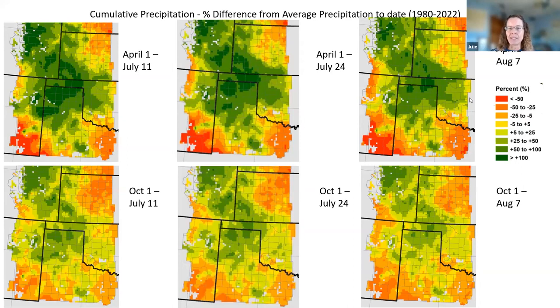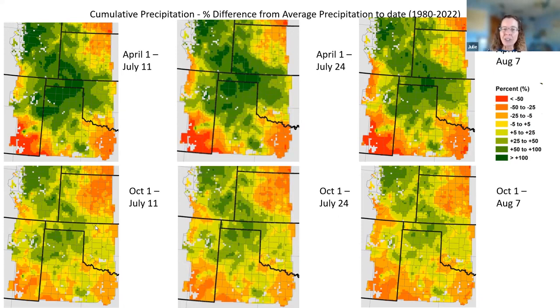So the top maps here represent the total precipitation received since April 1st as a percent of the 1980 to 2022 average. April 1st to July 11th, April 1st to July 24th, April 1st to August 7th. The bottom maps represent total precipitation received since October 1st as a percent of the 1980 to 2022 average. The dates are the same: July 11th, July 24th, August 7th.